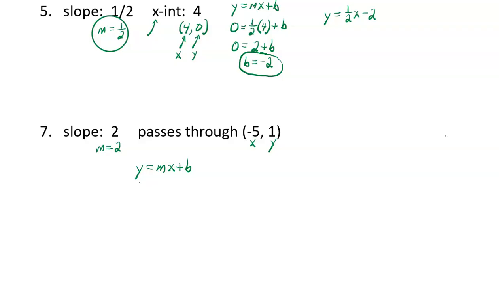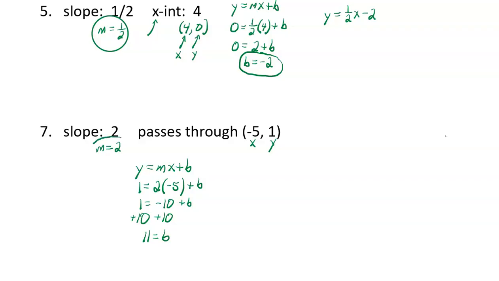And make the substitutions for the three letters that we know. For the letter y, 1. For the letter m, 2. For the letter x, negative 5. The letter b is our unknown variable. And now solve this equation. This is 1 is equal to negative 10 plus b. If you add 10 to both sides, you'll find out that 11 is equal to b.